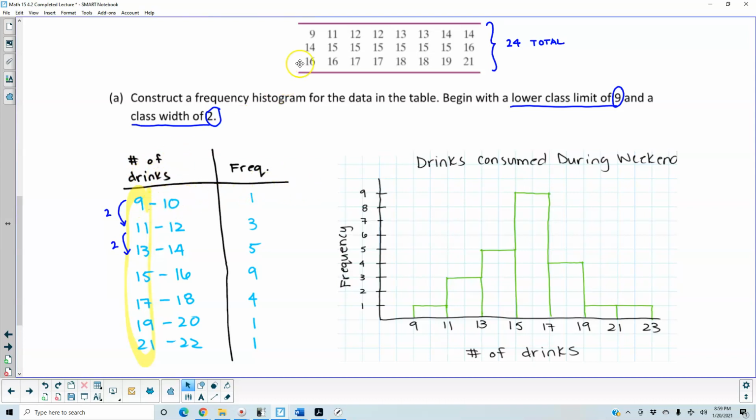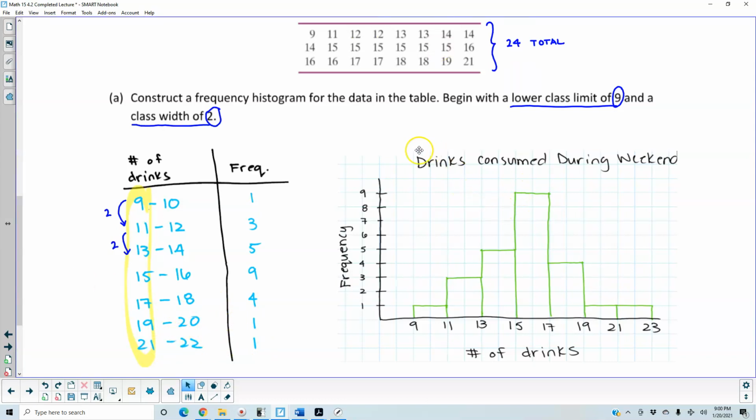So how many are between 9 and 10? We had 1. How many between 11 and 12? We have 3. How many number of drinks between 13 and 14? We had 5. 15 and 16 were 9. 17 and 18 was 4. 19 and 20 was 1. And 21 and 22 was 1.